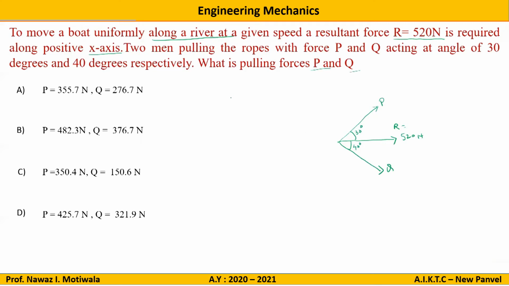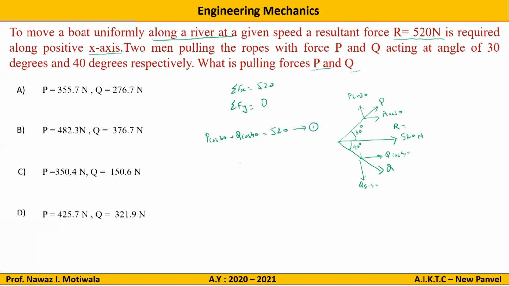What are the pulling forces P and Q? It's very simple. If R is in the x direction, we know that summation of Fx will be equal to 520 and summation of Fy will be equal to 0. Resolving, this will be P cos 30, this will be P sin 30, and here this will be Q cos 40 and this will be Q sin 40. Applying summation of Fx, I get P cos 30 plus Q cos 40 equals 520, because the resultant is 520 in the x direction.